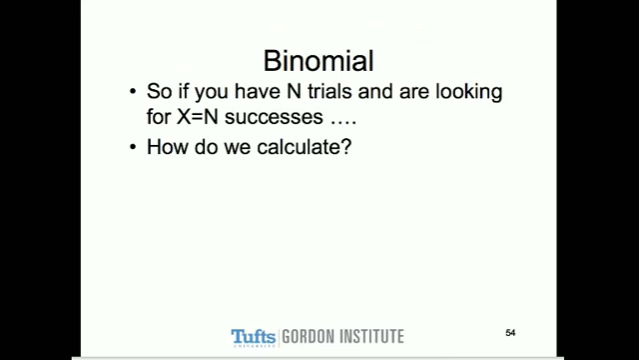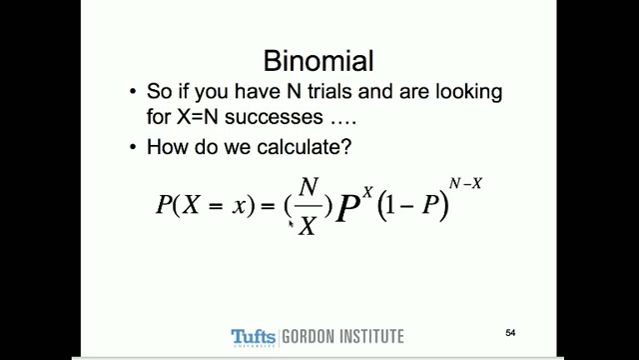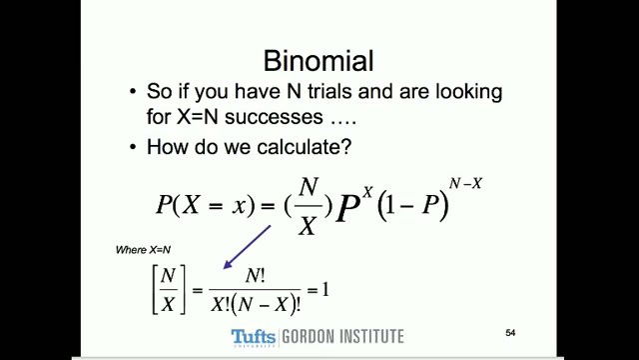So, if we have n trials and we're looking for x equals n successes, how do we calculate it? How do we do that easily? Okay, taking the equation where x equals n, and that's what we had in the last case. So we had 6 jurors, and we're looking at what's the likelihood of all 6 being male. So, this becomes 1, right? So you cancel it out, and that's replaced by 1.